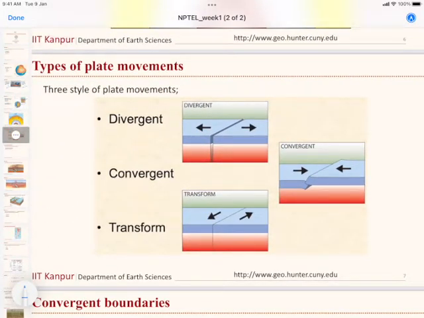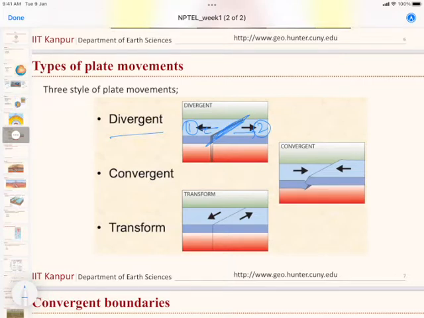So here we have the three major styles of plate movement. First is the divergent. From this figure you can understand, this is the plate boundary between these two plates. For example, this is plate 1 and this is plate 2. The motion of these two plates is away from each other, so that's why we are saying that this is a divergent kind of movement.